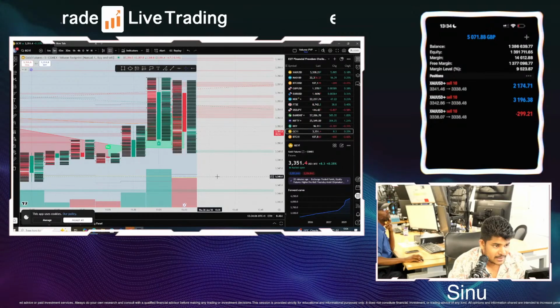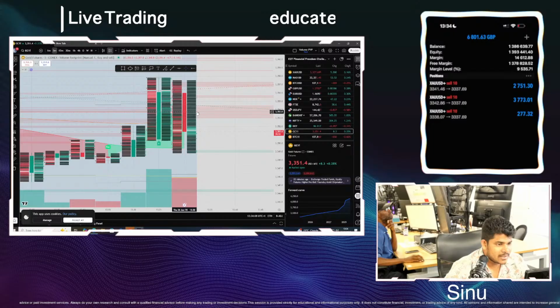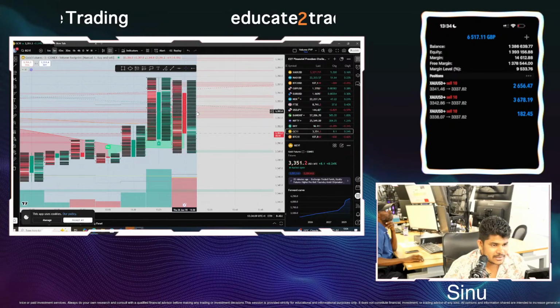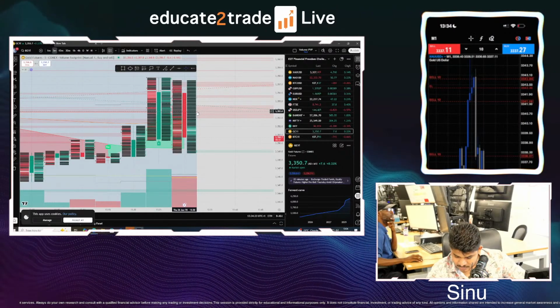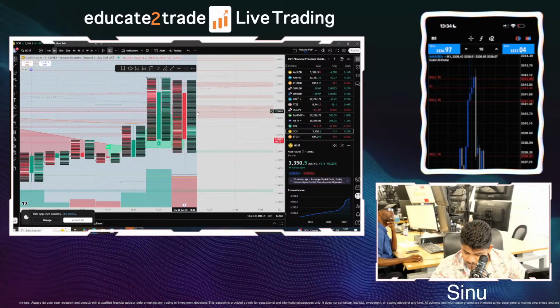But if the market is able to sustain above this 3353, then this trade is going to be a cost to cost, because we are in a profit at the moment. We have to make sure that this particular trade is not going into a loser. We have added our stop loss as well.